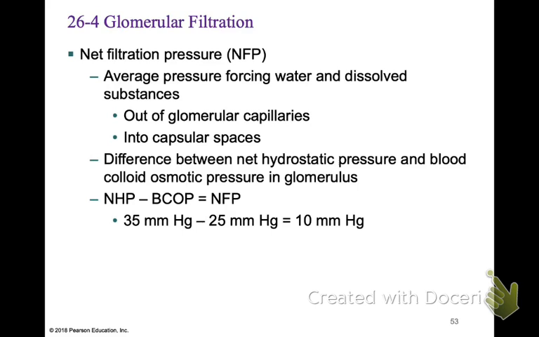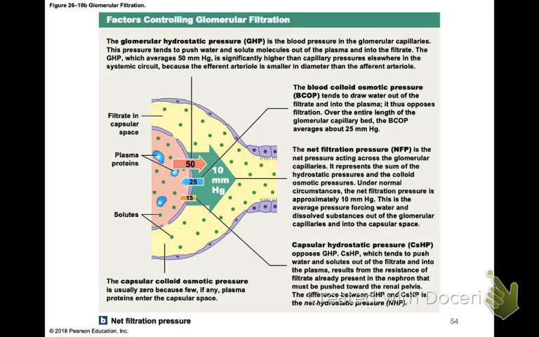Remember, there are no plasma proteins in the filtrate, so it doesn't have an osmotic pressure. So that pressure of 10 millimeters mercury is enough to force filtrate to push through. And here's a diagram you need to stop and pay attention to. It's going to explain in more detail pretty much everything I just told you.